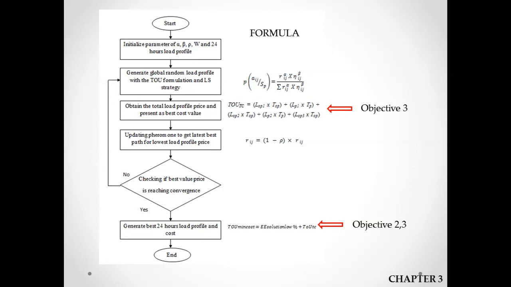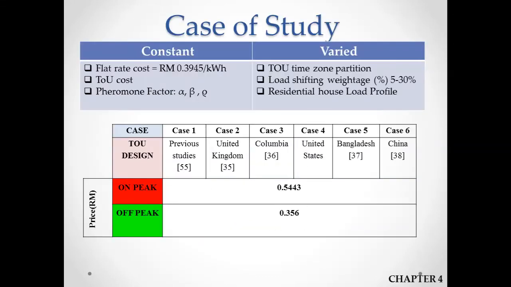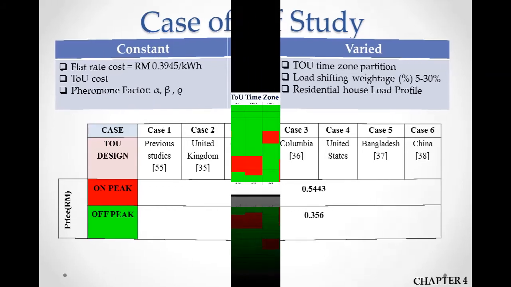Another data that can be obtained through MATLAB is cost and energy reduction. To make the result more interesting, a case study is made by simulating 6 different TOU time zone designs from different countries. Case 1 is declared as a baseline and the TOU price is applied to all cases to compare the performance of the time zone of another country. The simulation is run by setting the load shifting weightage from 5% until a maximum of 30% for each type of house.